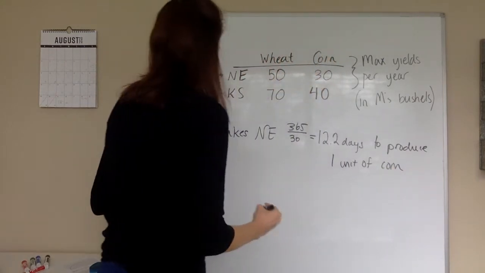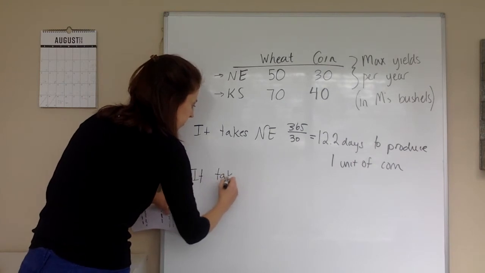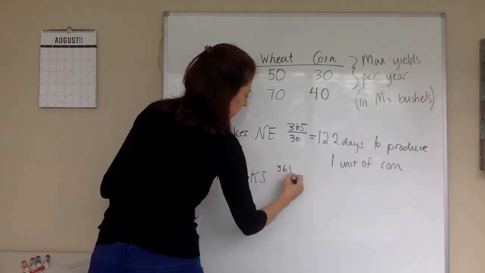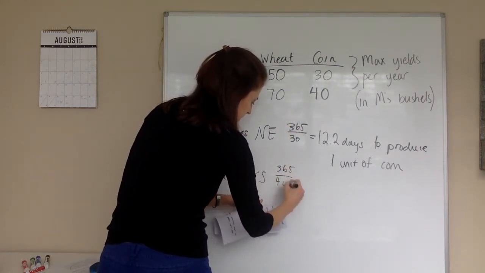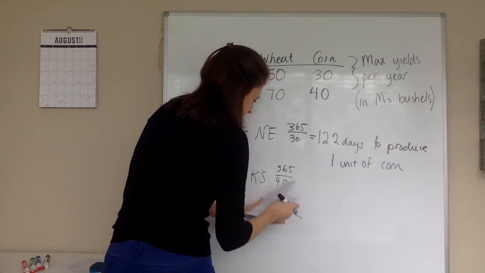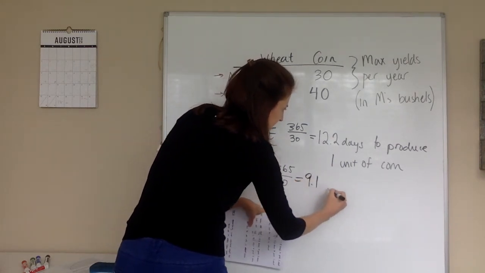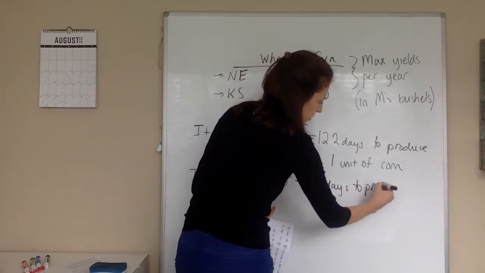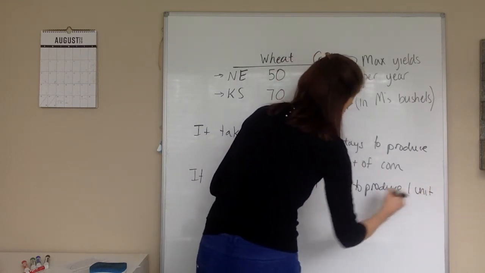And what about Kansas? We do the exact same thing. It takes Kansas 365 divided by 40, which is equivalent to, I did the math in advance, 1.9 days to produce 1 unit of corn.